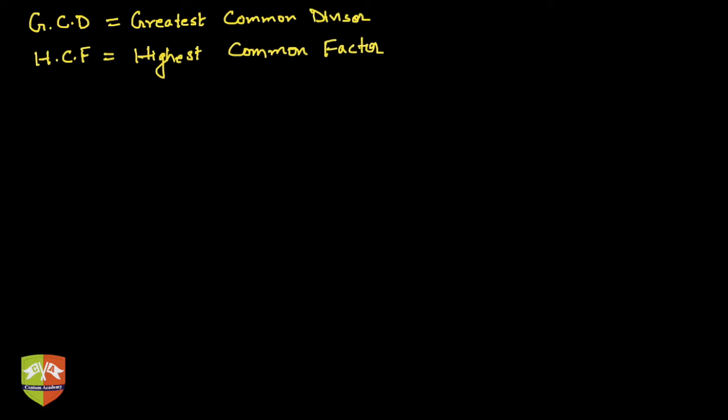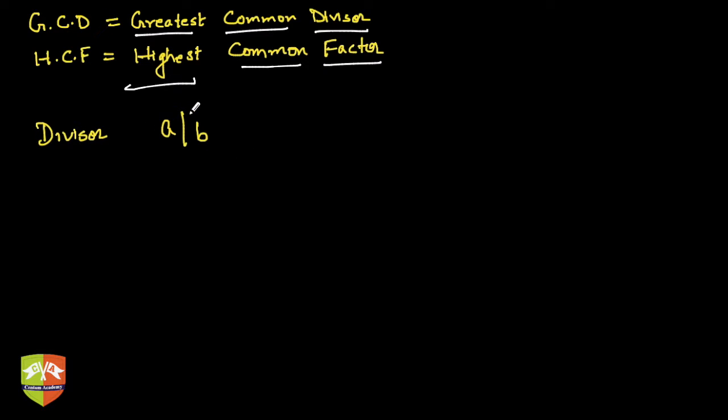So the idea is to understand the meaning of the three words: greatest, common, and divisor or factor, in reverse order. That means we'll first take up what a divisor or a factor is. We already know what a divisor is. We say A divides B, and what it means is we can find a C such that B is equal to A into C.